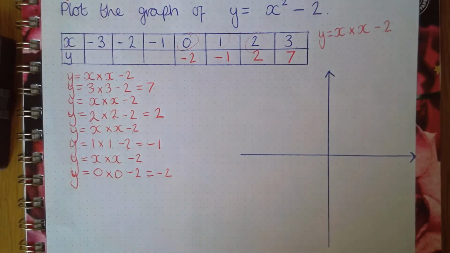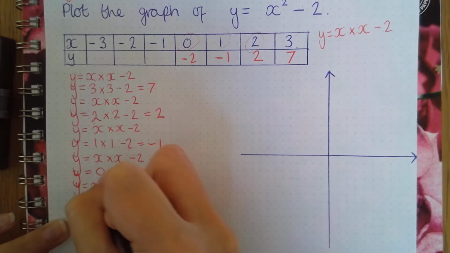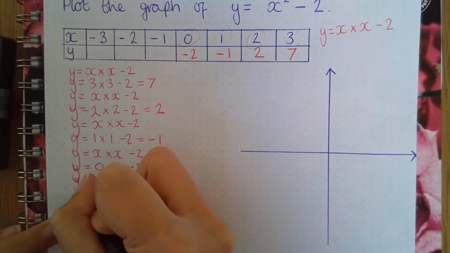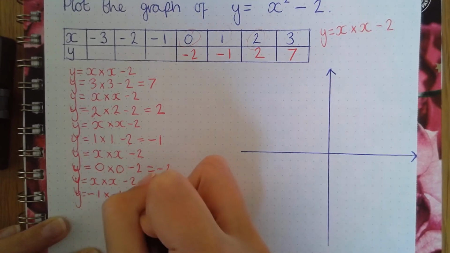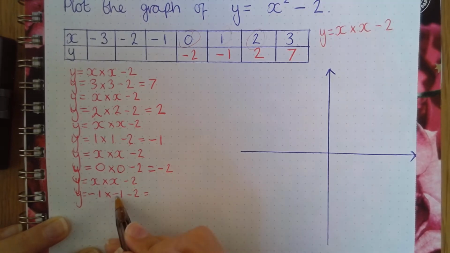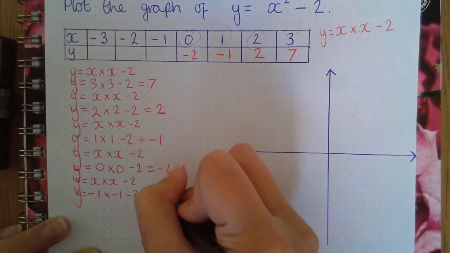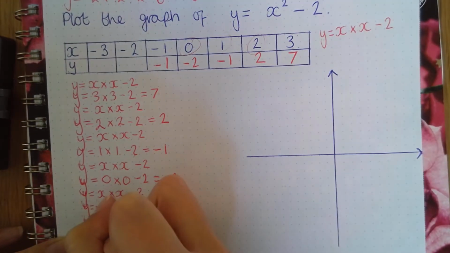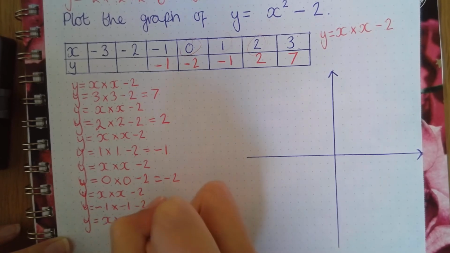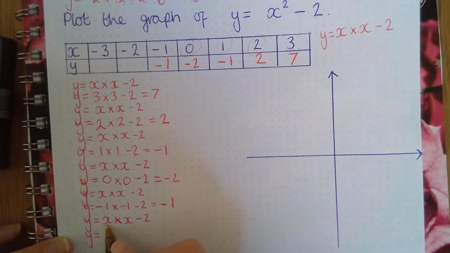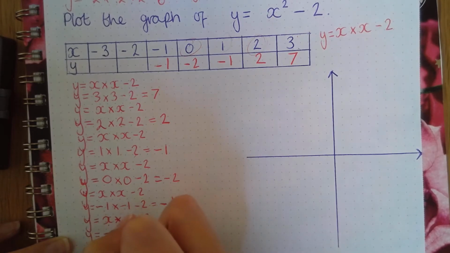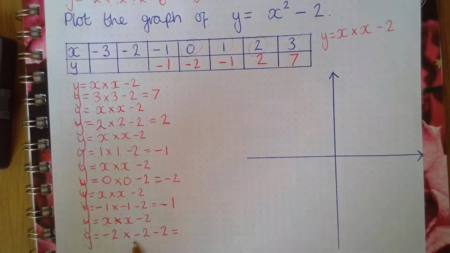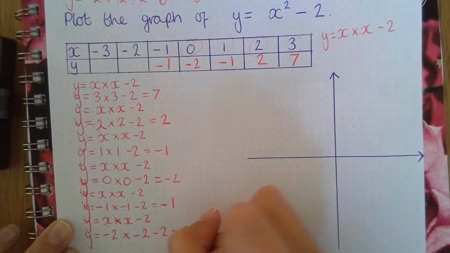Then we're going to use negative 1. So we've got y equals x times x take 2. But we're going to use negative 1, so y equals negative 1 times negative 1 take 2. Negative 1 times negative 1 is 1. Take away 2 is negative 1. Then we're going to use negative 2. So negative 2 times negative 2 take 2. Negative 2 times negative 2 is 4. Take away 2 is 2.